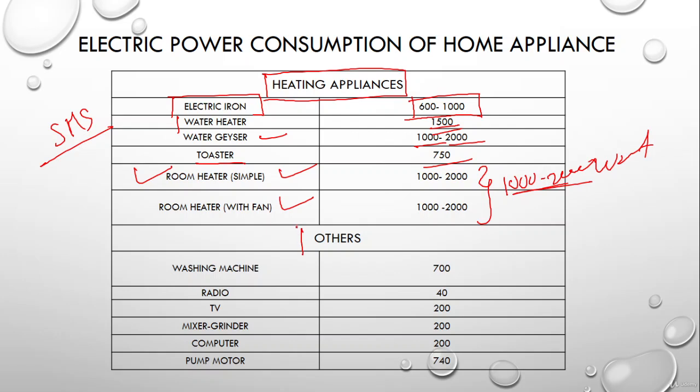Whenever we classify the appliances in the other category, the washing machine consumes 700 watt, a radio consumes 40 watt, a television system consumes 200 watt, a mixer grinder consumes 200 watt, and a computer consumes 200 watt. The pump motor, a single phase motor we are considering here, consumes 740 watt. So whenever we design the solar home system, we must know the approximate wattage range of most of the appliances used in the home system.